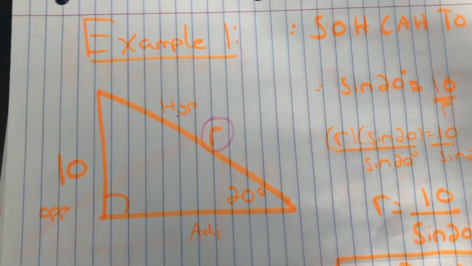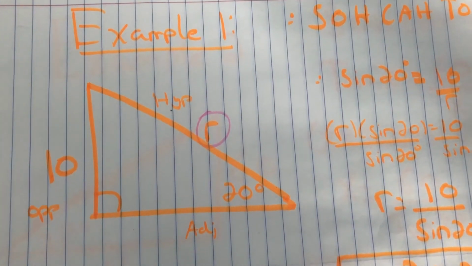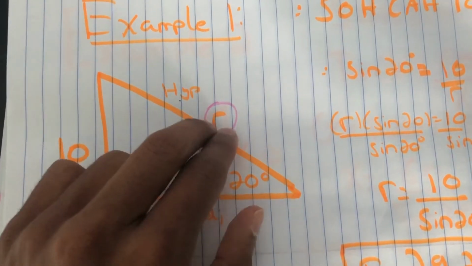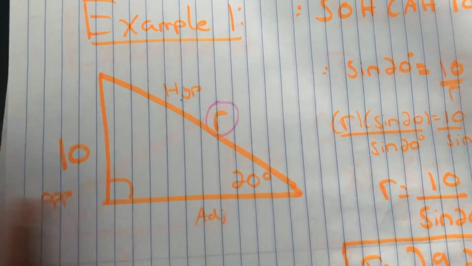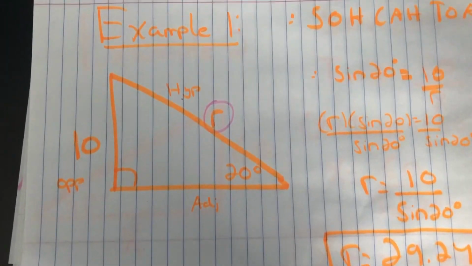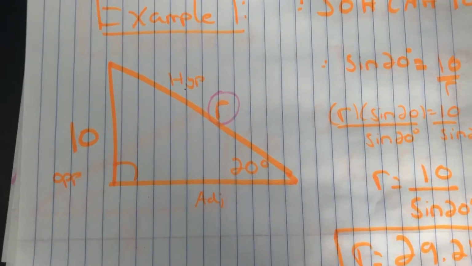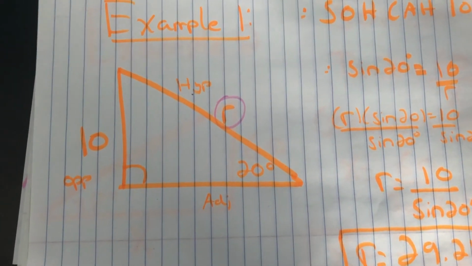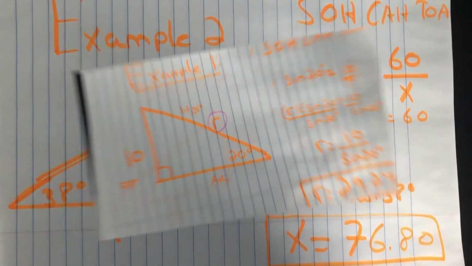Another way to make sure your answer seems correct is that the hypotenuse always has to be the longer side, because it's the longest side in the triangle. In this case, 29.24 is longer than 10, so that makes sense. So this example uses sine. The next example will also show another basic trig function.